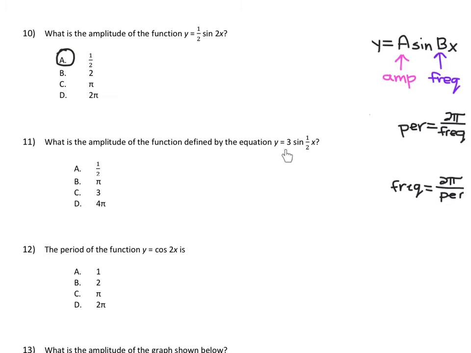And in this one, the number in front of the word sine is 3. So there's our amplitude. So letter C.